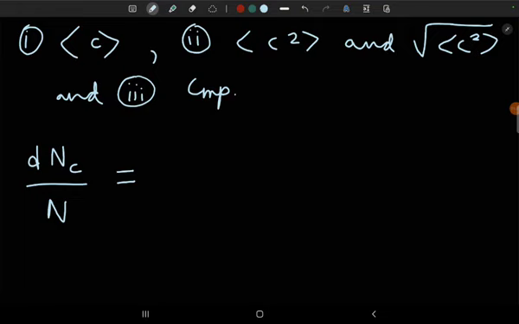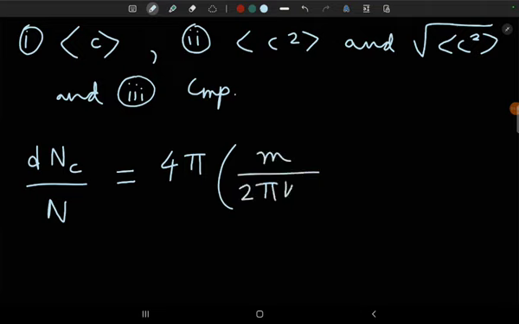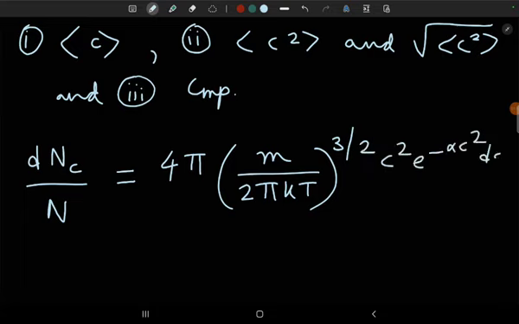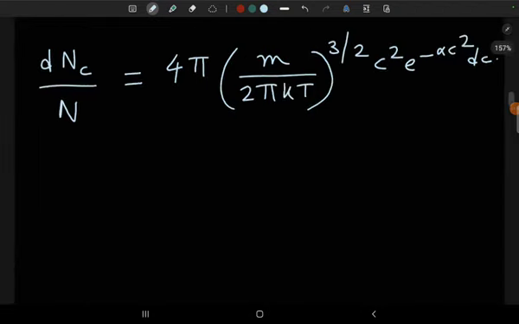It was dN_c by N equals 4 pi, m by 2 pi kT whole to the power 3 by 2, c squared e to the power minus alpha c squared dc. And the first thing that we are going to determine is the average c.